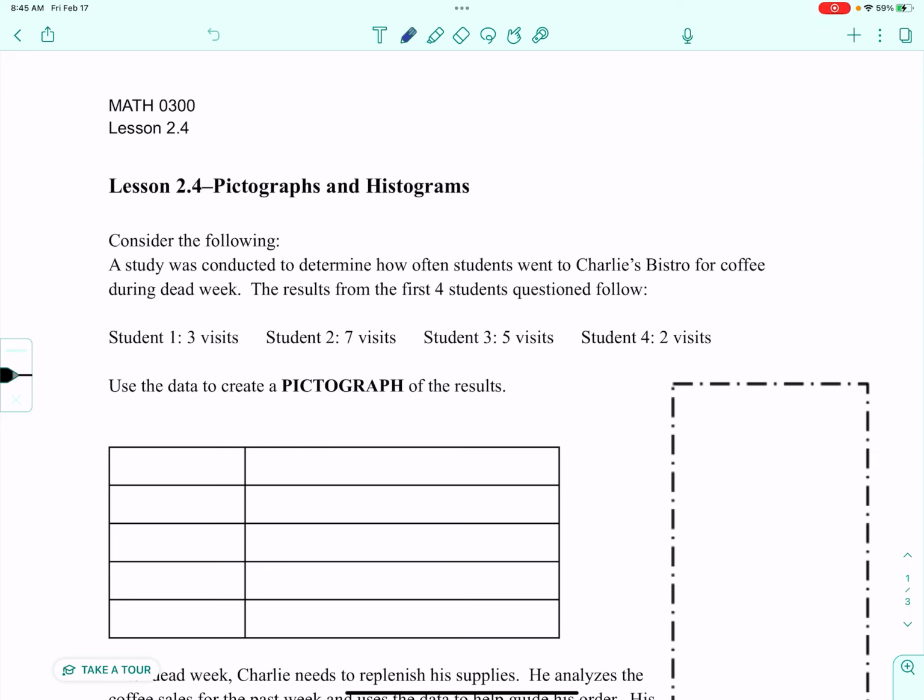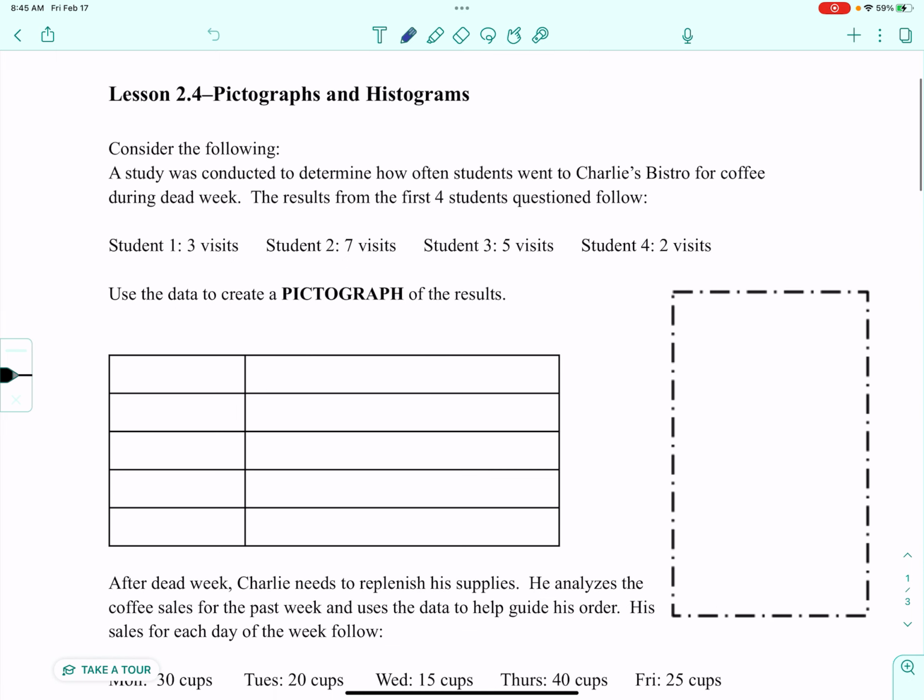In this one, we are going to take a look at data and graphing. And in this particular video, we are going to look at two types of graphs. Three, really. I need to add bar graphs right here. We're going to take a look at pictographs, histograms, and bar graphs. Pictographs and bar graphs are probably the ones you are most familiar with. But we will start out looking at a pictograph.